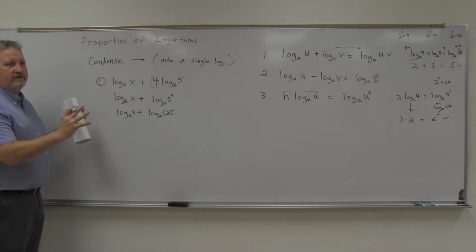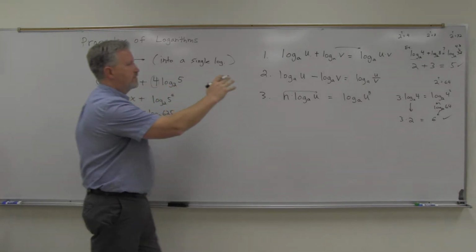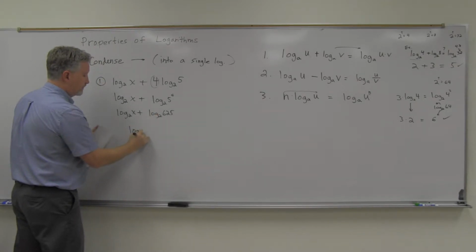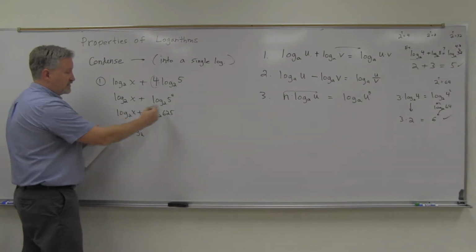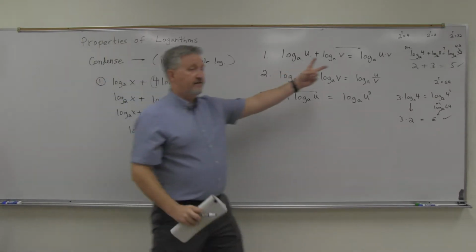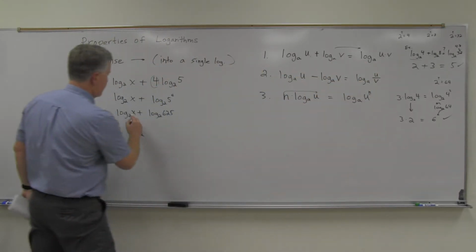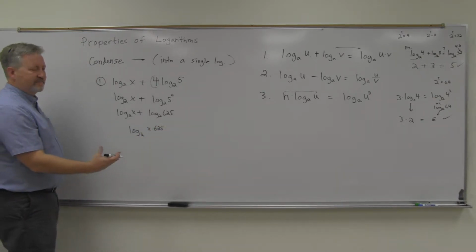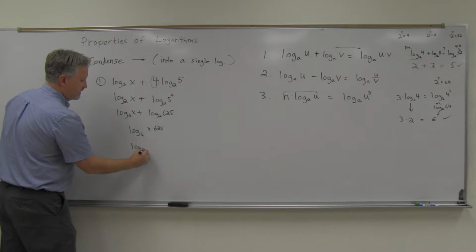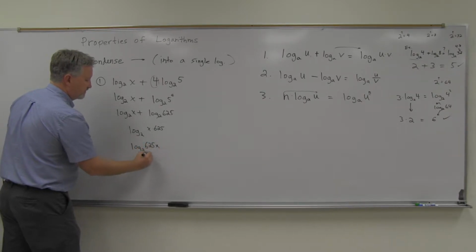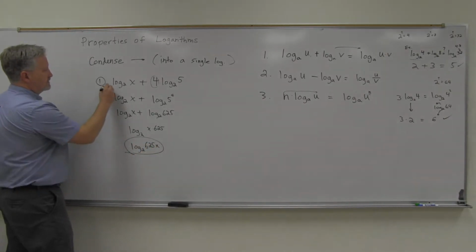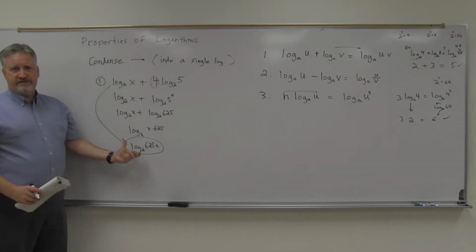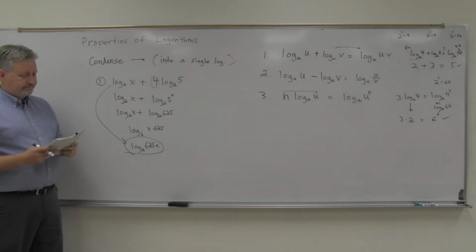And so now we can use that property 1. By property 1, I can combine those into a single logarithm. It's not the 2 added, you multiply the 2 on the inside, don't you? So it'd be x times 625, or probably more appropriately, log base 2 of 625 times x. So see what we did there? We took two logarithms and condensed it into one. That's the idea.